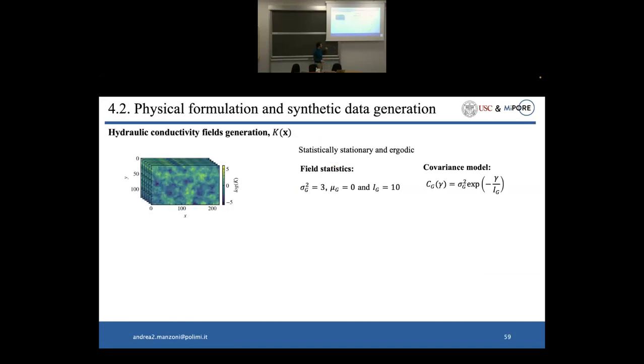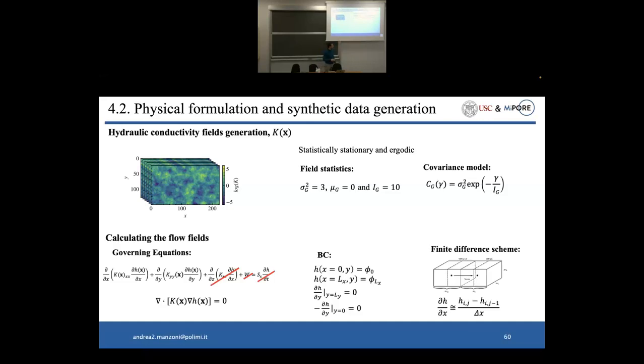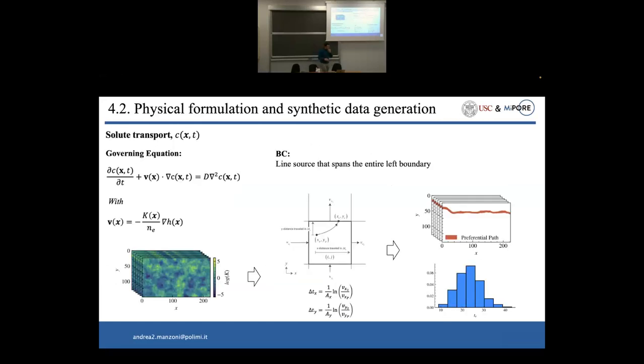In order to do so, we have generated many random hydraulic conductivity fields, starting from their statistics. We imposed the standard deviation of hydraulic conductivity, the average hydraulic conductivity, and the integral scale, and we employed these covariance models. Then for each of the fields that we generated, we solved the groundwater flow model using a finite difference scheme, and after that, we ran the particle tracking code. This way, we were able to generate the training and test dataset that we use to train and test the deep learning model.